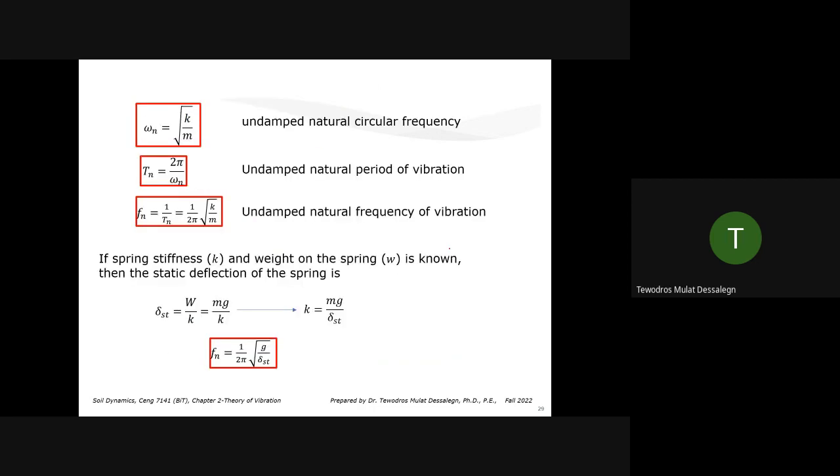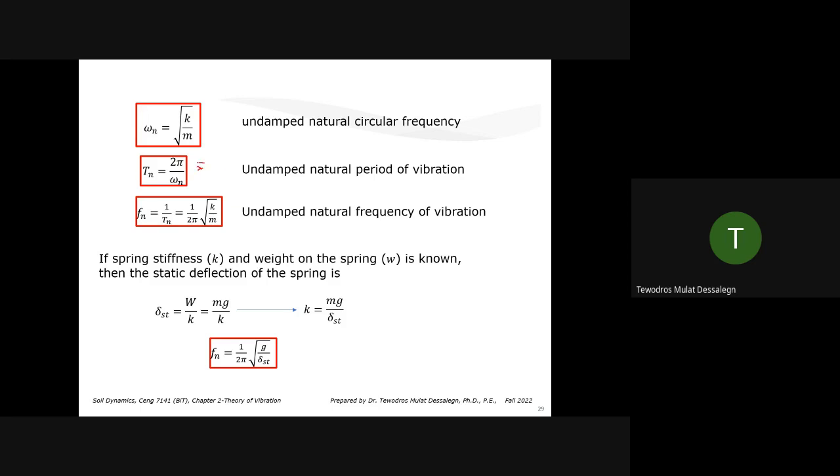So here is what I want you to keep in your mind. For that single degree of freedom system with no damping and free vibration, we determined the circular frequency is the square root of K by M. The period is 2 pi by the circular frequency. And the natural frequency is the inverse of the period. So make sure you keep this in mind.